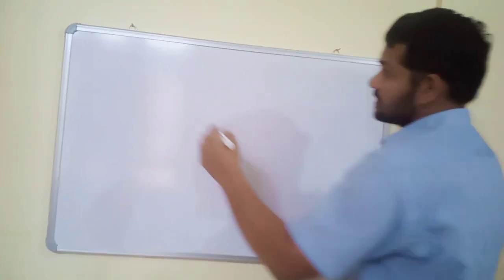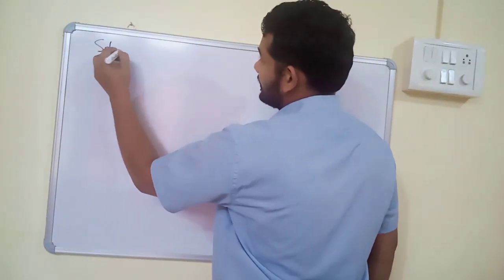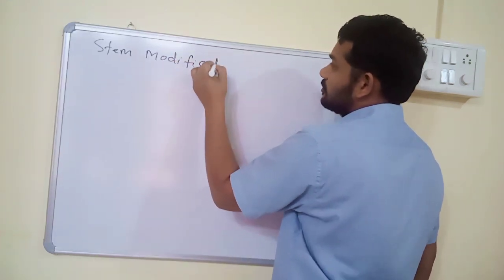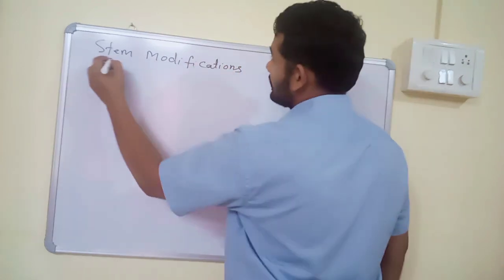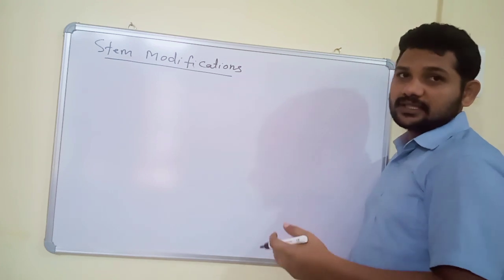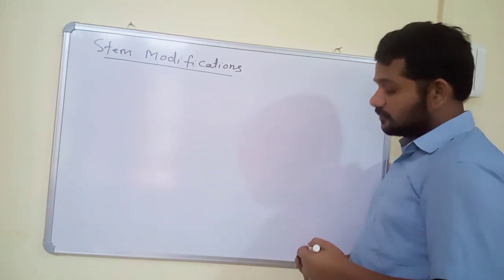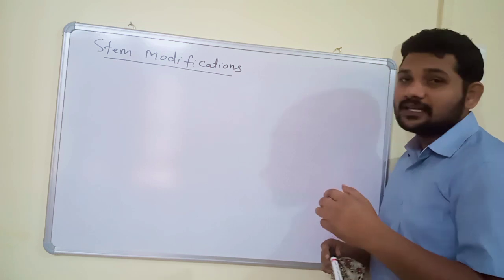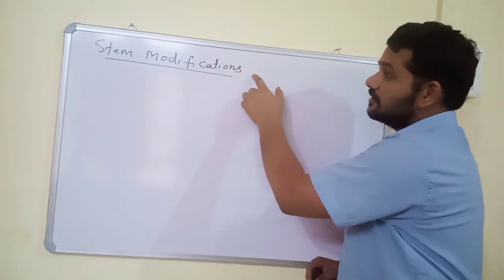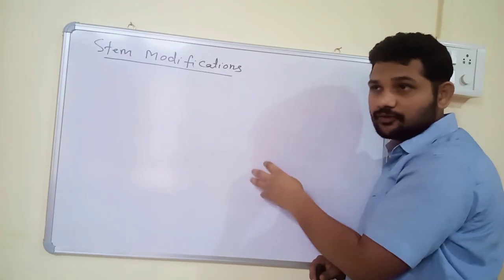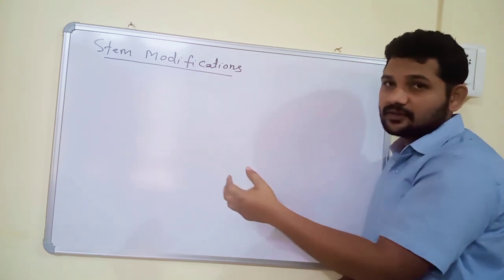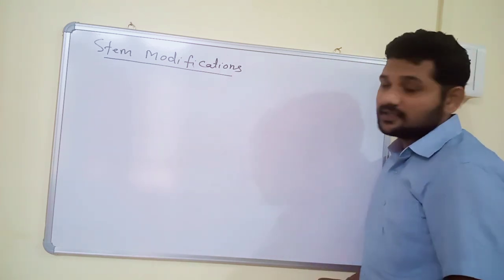So now we will discuss stem modifications. In the previous video, we discussed root modifications. So what are modifications? They are changes in form and morphology of root, stem or leaves that allow them to perform various new functions, or to adapt to changes in the environment. Stem modifications are also the same: changes in form and morphology of the stem, allowing them to perform various new functions or adapt to changes in the environment.